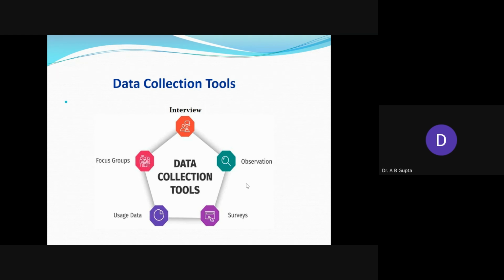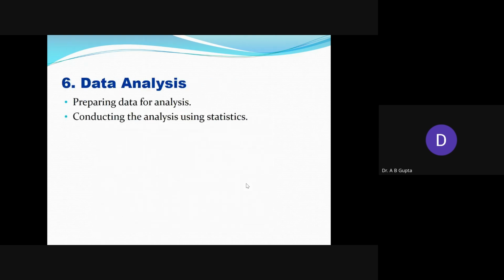We will talk about this again in our coming sessions. So make use of various tools, either questionnaire or observation or interview method or focus group, or make use of data which is already available. By these methods, you collect the data.